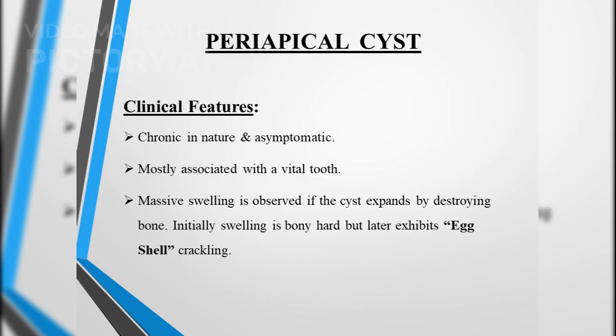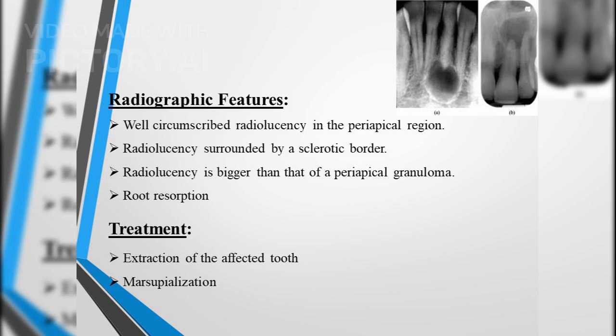A periapical cyst is chronic and asymptomatic, often associated with a vital tooth. It can cause massive swelling and bone destruction, leading to an eggshell cracking sound. Radiographically, a periapical cyst is well circumscribed with a sclerotic border. Treatment may involve extraction or marsupialization.